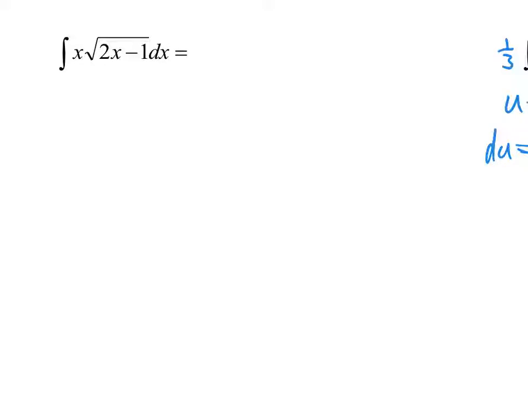What do we do first? Rewrite it. How would you rewrite it? X times 2x minus 1 to the 1/2. Okay. X times 2x minus 1 to the 1/2 dx. So now what?